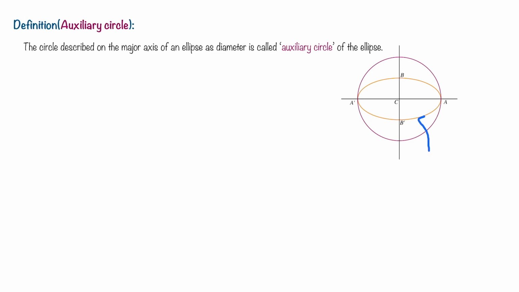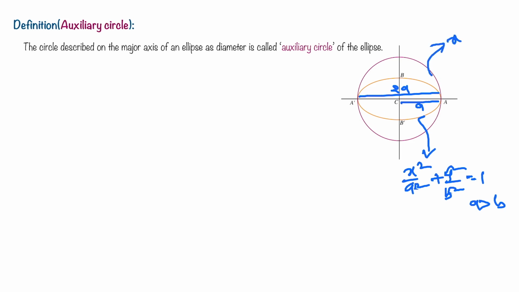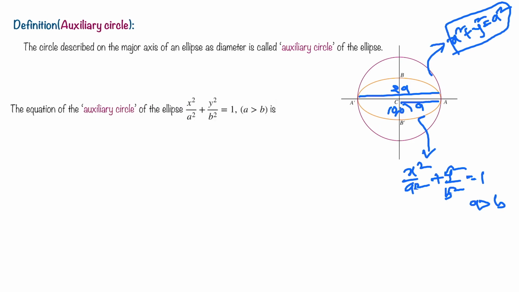Okay, if you have started with a standard equation of an ellipse like x square by a square plus y square by b square equal to 1, where a is greater than b, then this length is going to be equal to 2a, right? So the radius of the circle is going to be a. So what will be the equation of this circle? It's going to be x square plus y square equal to a square, because the center is going to be (0, 0). So the equation of the auxiliary circle of an ellipse x square by a square plus y square by b square equal to 1, when a is greater than b, is x square plus y square equal to a square.